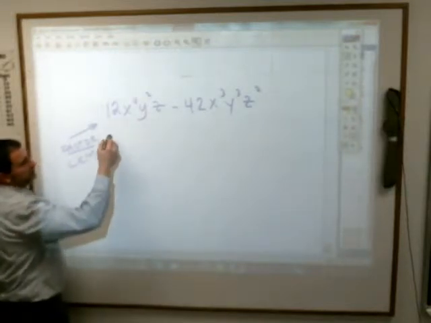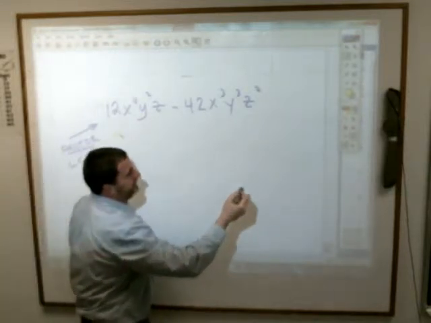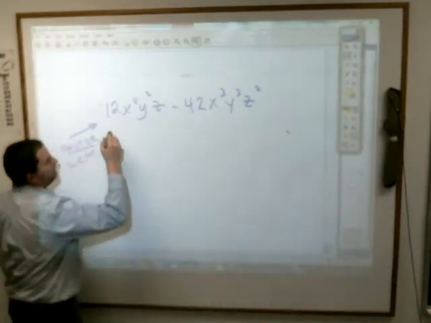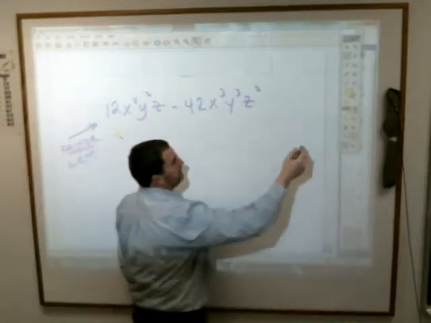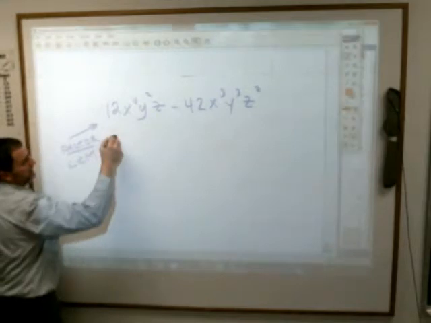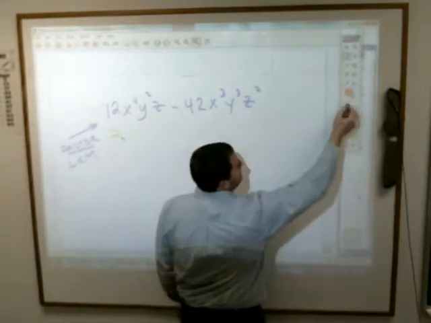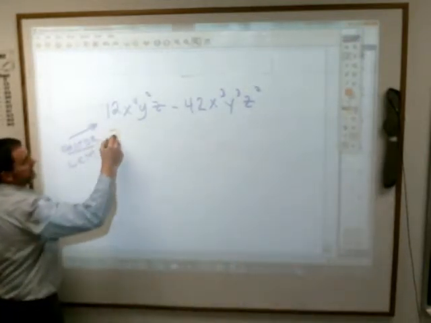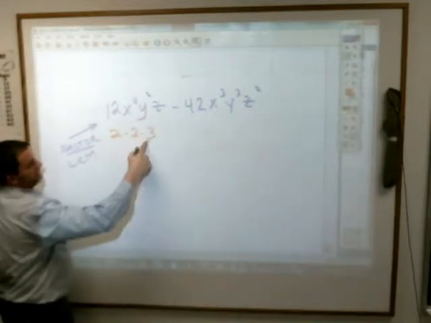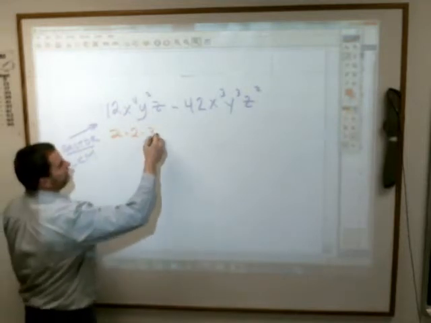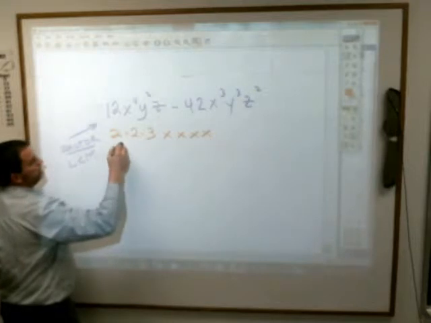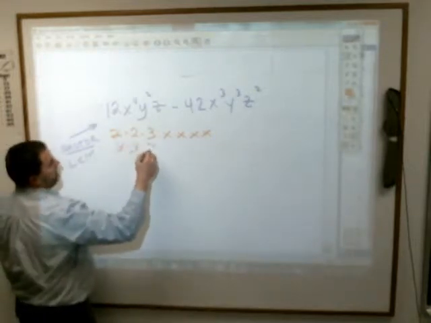What is 12? 12 is 2 times 6, correct? And 6 is 2 times 3. So this is what you get to get 12, 4 times 3. You have 4 x's, you have 2 y's, and a z.